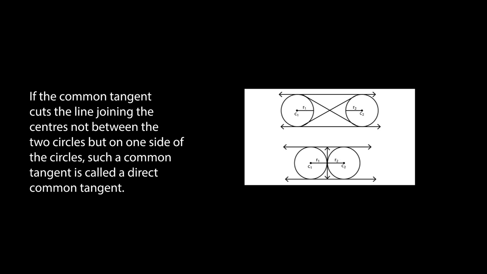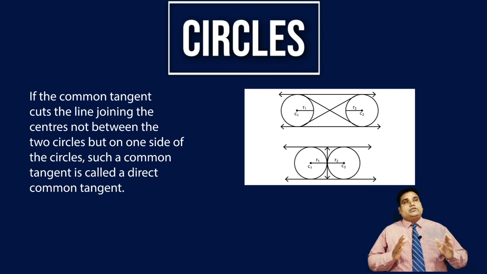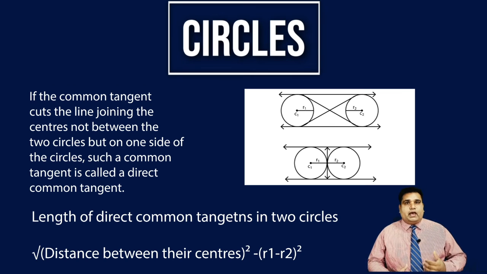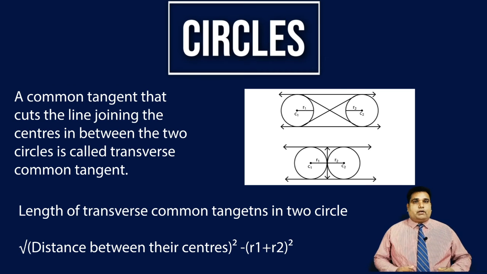Concept 13, direct common and transverse common tangent. So what is a direct common tangent? If the common tangent cuts the line joining the centers not between the two circles, but on one side of the circles, such a common tangent is called a direct common tangent. And how do we find the length of the direct common tangent? We have a direct formula: root of the distance between their centers squared minus the difference of their radii, R1 minus R2, squared.